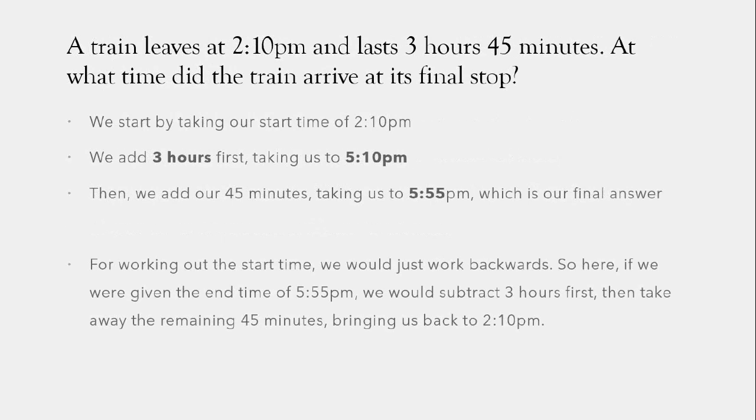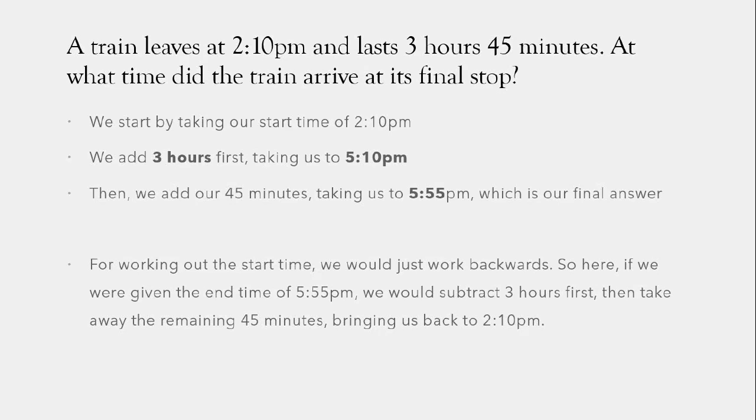A train leaves at 2:10 and it lasts 3 hours 45 minutes. So what time did the train arrive at its final stop? This is that question where we're given the start time, we're given the duration, we have to find the end time. So we start by taking our start time of 2:10. And we add the 3 hours first, which takes us to 5:10 p.m. Then we add our 45 minutes, 10 add 45, 55. So that takes us to 5:55 p.m., which is our answer. 5 to 6 at night is the time that the journey ends. The train arrives at its final stop.